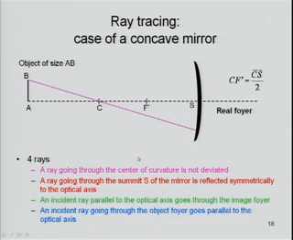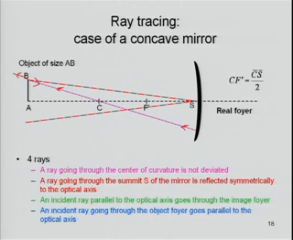So in other words, we have a first incoming beam which is going in this direction. It's going to be reflected in this direction, but it's going to keep going in this direction and maybe continue on this side. The second ray, a ray going through the summit S prime of the mirror, is reflected symmetrically to the optical axis. So this is the first one.